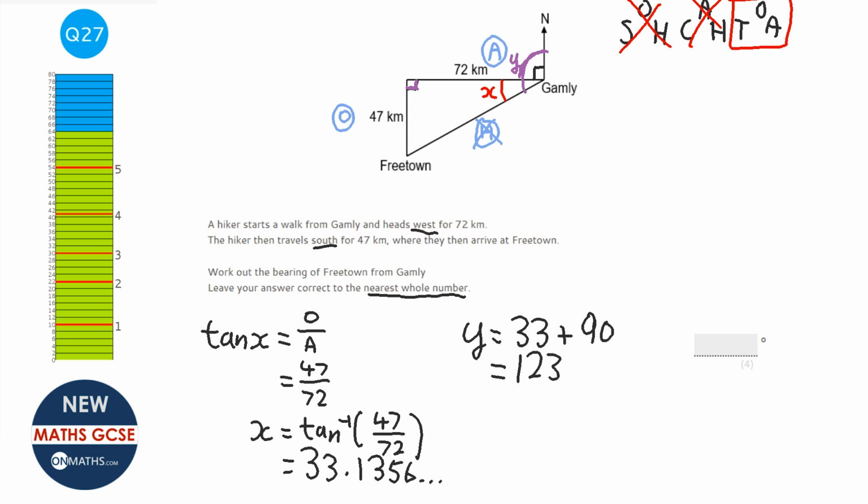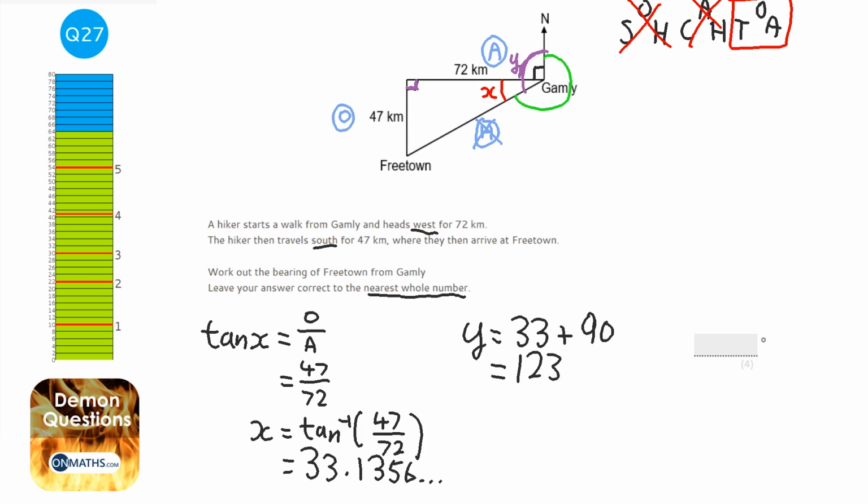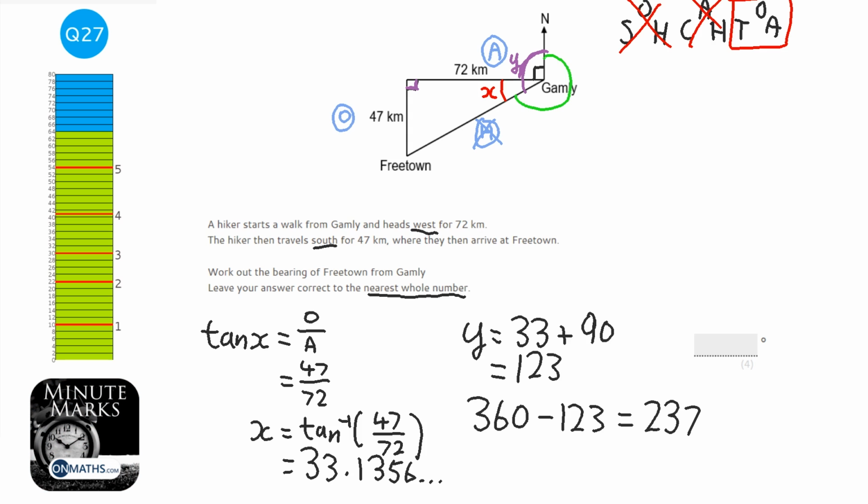123. Okay, now bearings, something that we've got to remember, are always from north going clockwise. So it's always going to be like that. It's going to be that angle there. So to do that, we're going to do 360. We're going to take away the 123 because that's what we don't want. So on the calculator, 360, take away 123, and that's 237. So the answer is 237 degrees.